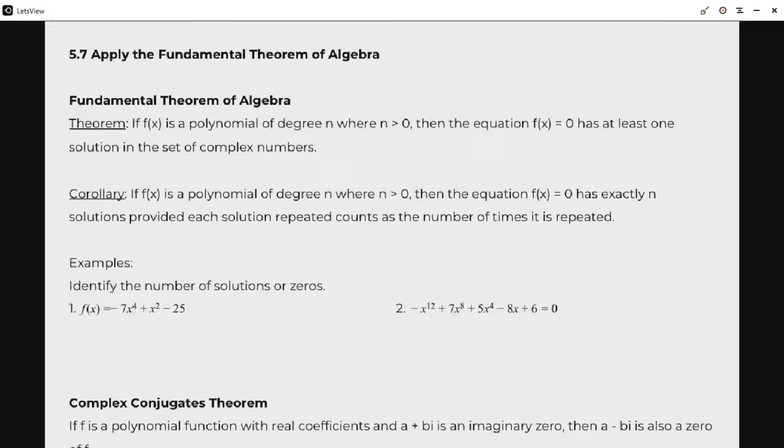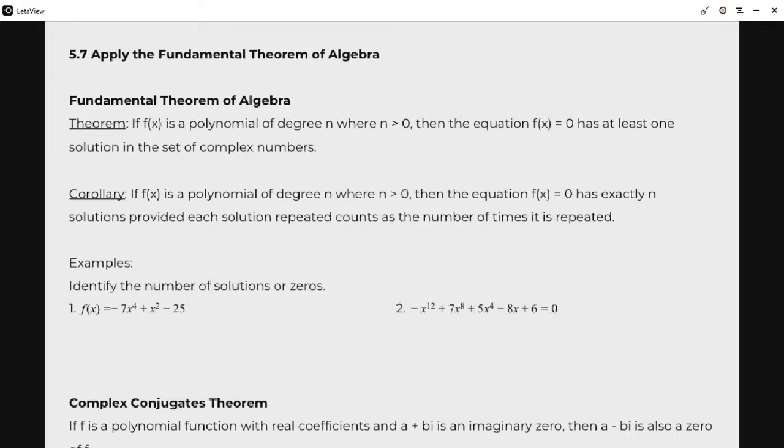Today I'll be going over 5.7, which is apply the fundamental theorem of algebra. So the theorem is, if f of x is a polynomial of degree n where n is greater than 0, then the equation f of x equals 0 has at least one solution in the set of complex numbers. And the corollary is, if f of x is a polynomial of degree n where n is greater than 0, then the equation f of x equals 0 has exactly n solutions provided each solution repeated counts as the number of times it is repeated.